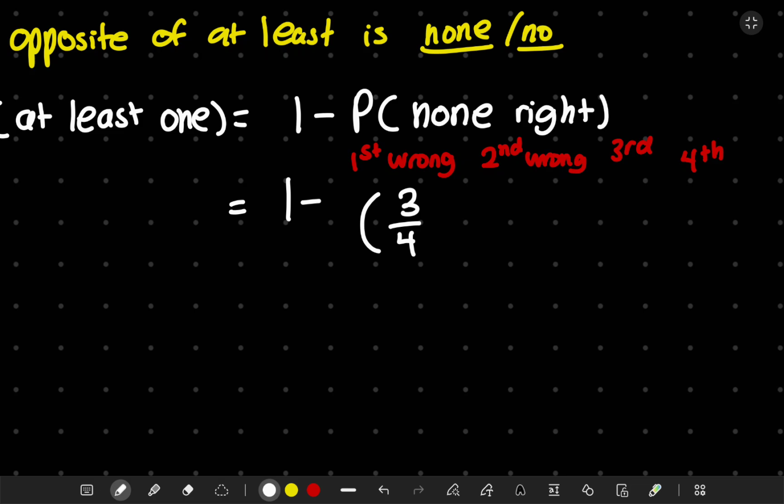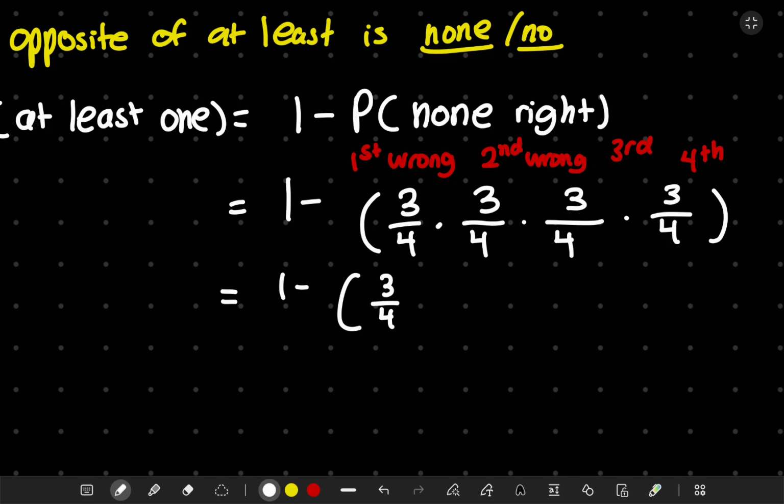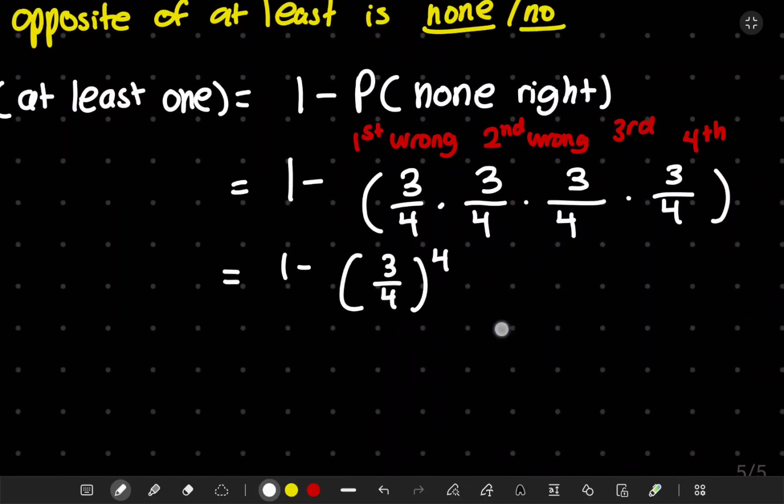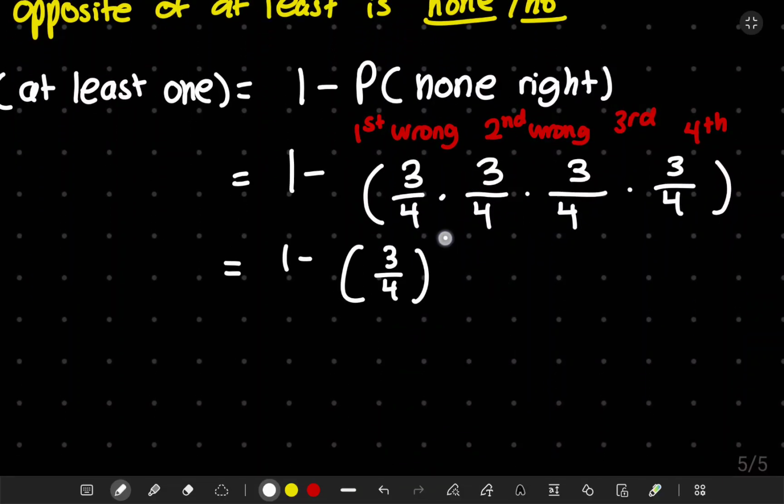The second one being wrong means that I have to multiply, because I got it wrong also. That's and. So I multiply by 3 over 4. Oh, there it is again, third question, so I have to multiply a third time. And then the fourth, I have to do it one more time. Once I have this, I'm able to simplify and multiply. Another way you could have written this is 1 minus 3 out of 4, because that's what you get wrong, 4 times. Why is it 4? Because it's 4 questions. If I did 5 questions, I would have changed this to 5. If I had 10 questions, it would have been 10, and so on.